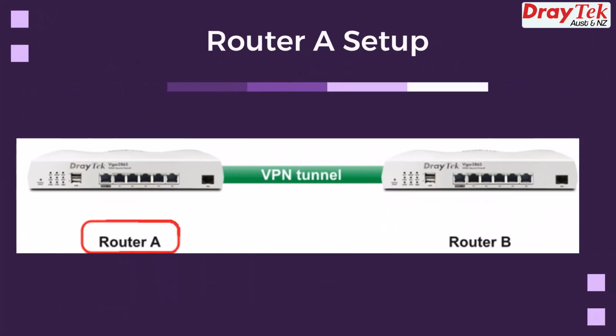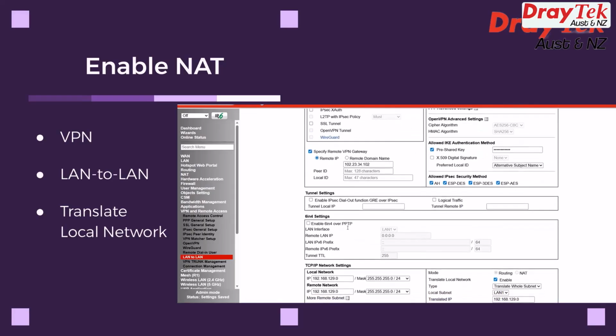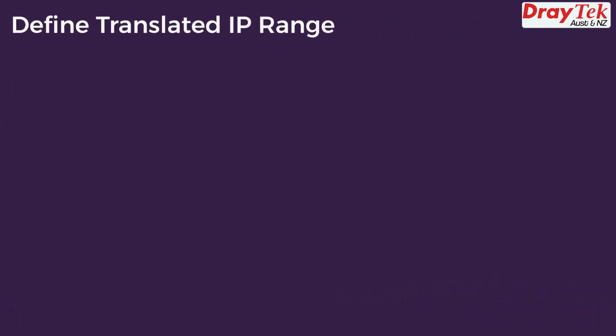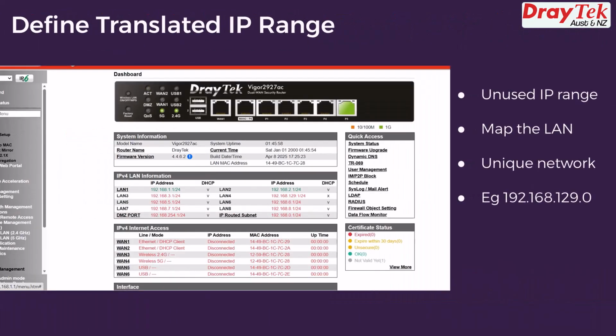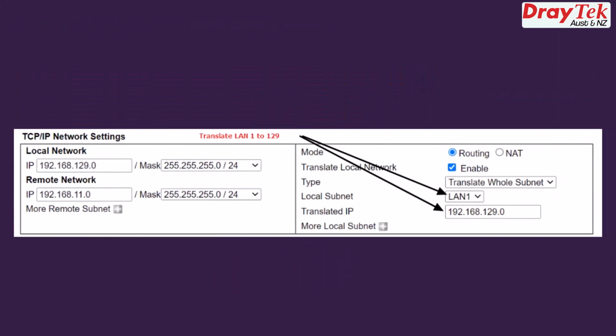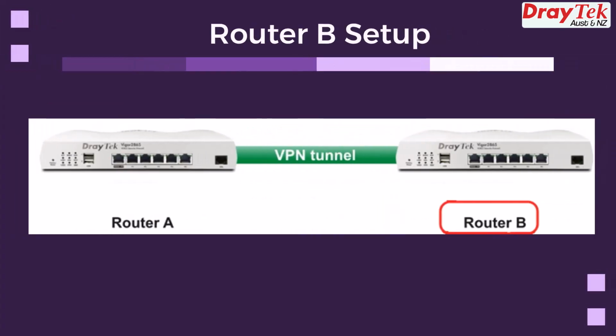Let's start by configuring router A, which will be acting as the dial-in or VPN server side. In the VPN setup for router A, we must enable the Translate Local Network feature within the LAN-to-LAN profile settings. Next, define an unused, unique IP address range. This range will be the translated address space for router A's local network when communicating with router B. The arrows show that LAN 1 will be translated to 192.168.129.0.